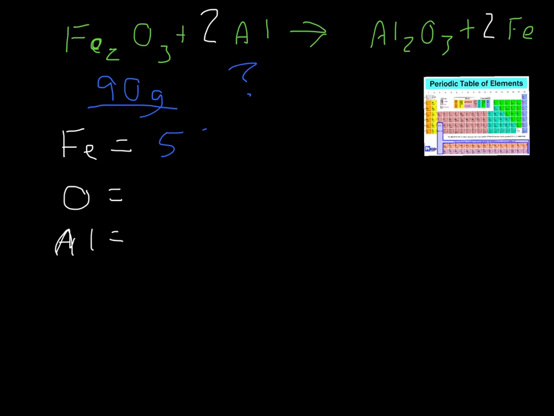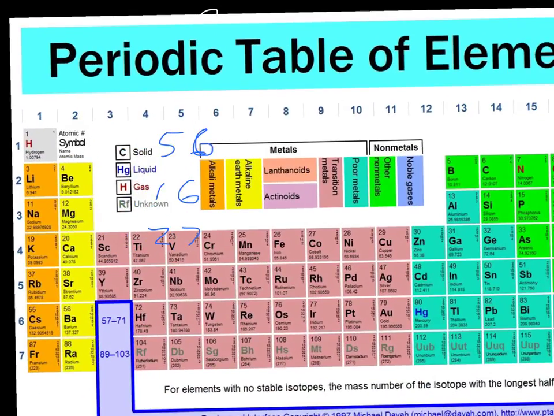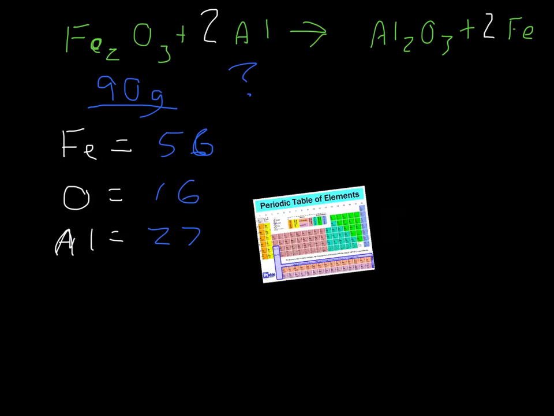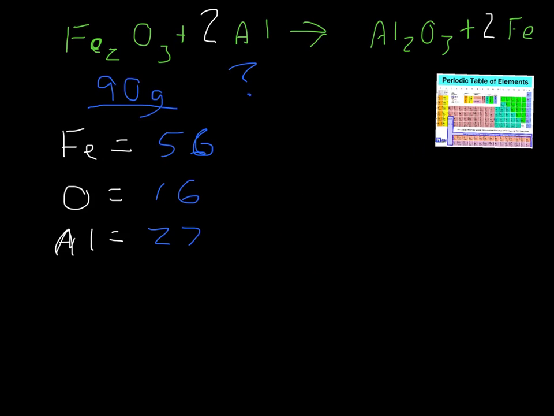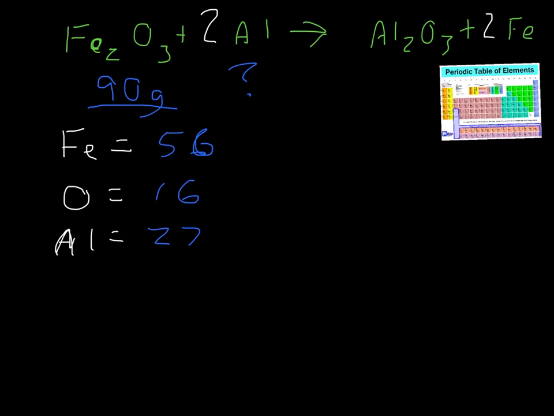So let's go ahead and write these down now that we know them. Iron was 56, oxygen is 16, and then aluminum was 27. Let me just double check that. Yep, 27. All right. So now that we have this information, let's figure out how much 1 mole of iron 3 oxide weighs exactly. So let's think about this. In every mole of iron 3 oxide, we have 2 irons.